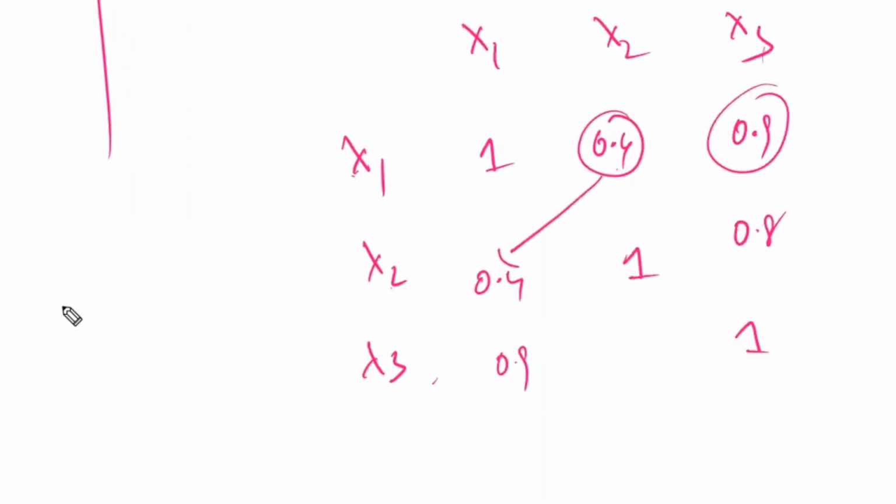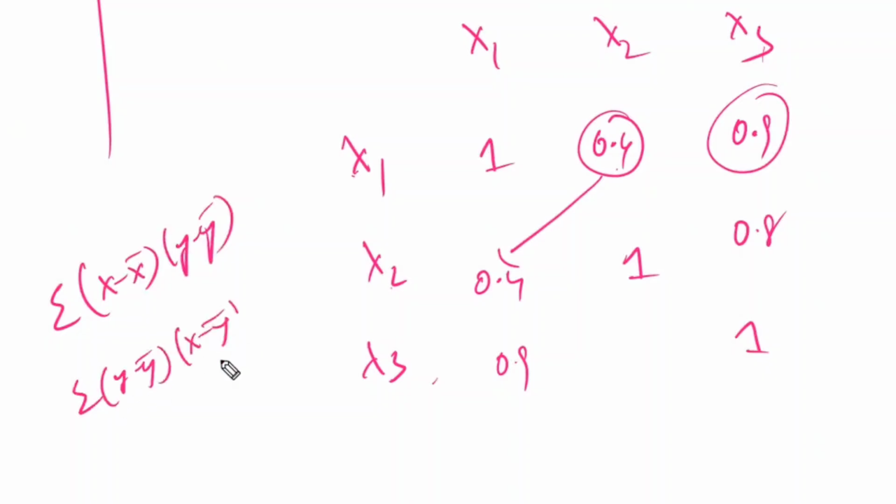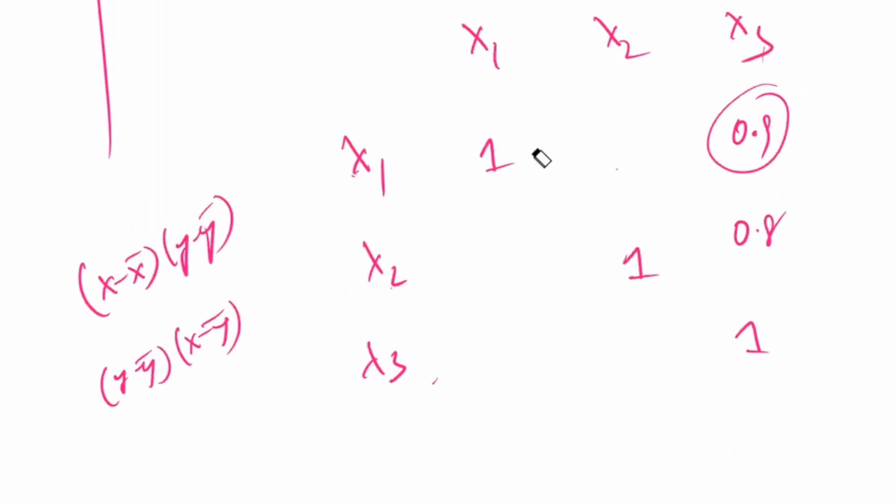If you multiply sigma of X minus X bar into Y minus Y bar, or sigma of Y minus Y bar into X minus X bar, it is also the same. The answer is not going to change. The numerator will not change, the denominator will not change. So the correlation matrix has a symmetrical upper triangle and lower triangle, and the diagonal values are equal to 1.